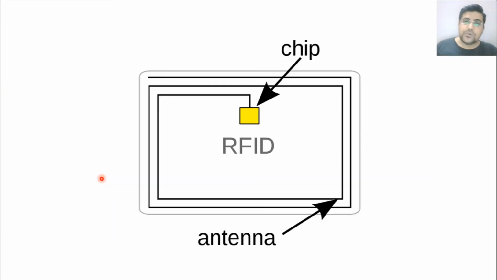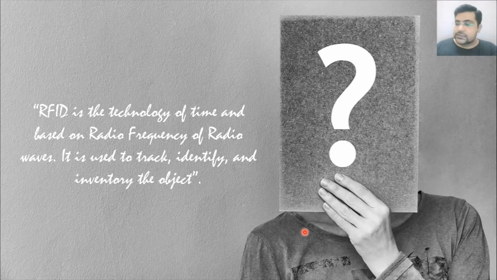So, moving to our topic. We are discussing RFID in depth. This is the diagram of an RFID tag. Truly speaking, RFID is the technology of the time, based on radio frequency, or radio waves. It is used not only to track, but also to identify and inventory the object. This is very important. RFID is not only to track the object, it is to identify and inventory the object.